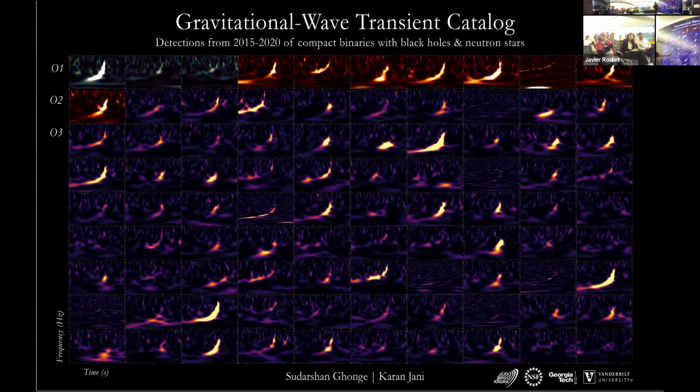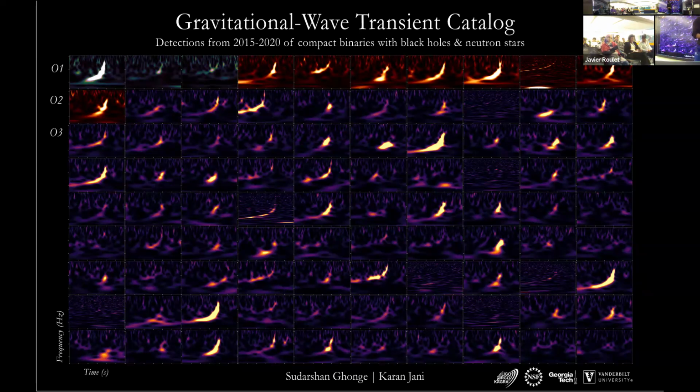So to illustrate this, here is a catalog of the current detections that have been published. In each of these, the x-axis is time, the y-axis is frequency. And you see this characteristic chirp-like feature: as time passes by, the frequency increases because the orbit becomes faster, and the amplitude usually increases too. And all these have very different time scales.